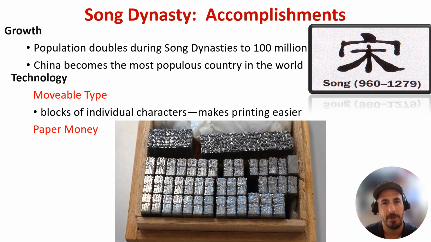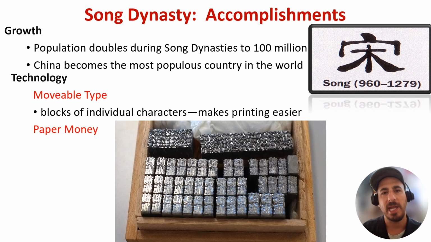That's called type. And people have come up with that idea for a long time, that you can carve it, and then every time you ink it, you can make a page. But what the Chinese do is, well, rather than carve all the letters on a single block, why not just have individual letters that you can move around, or characters?